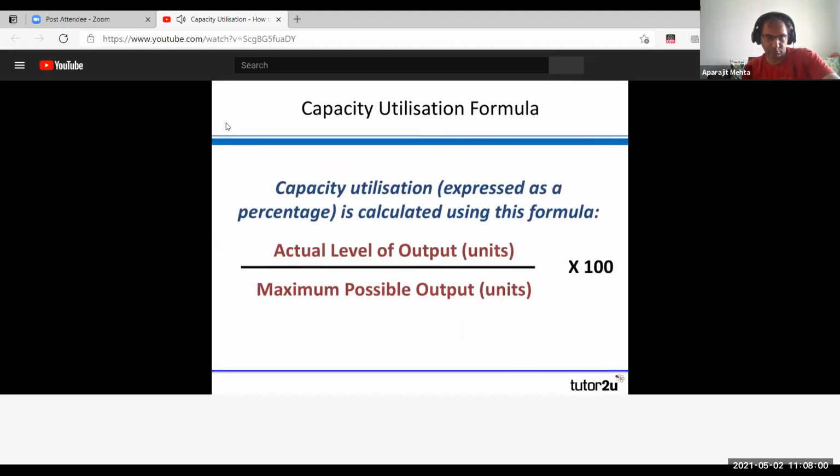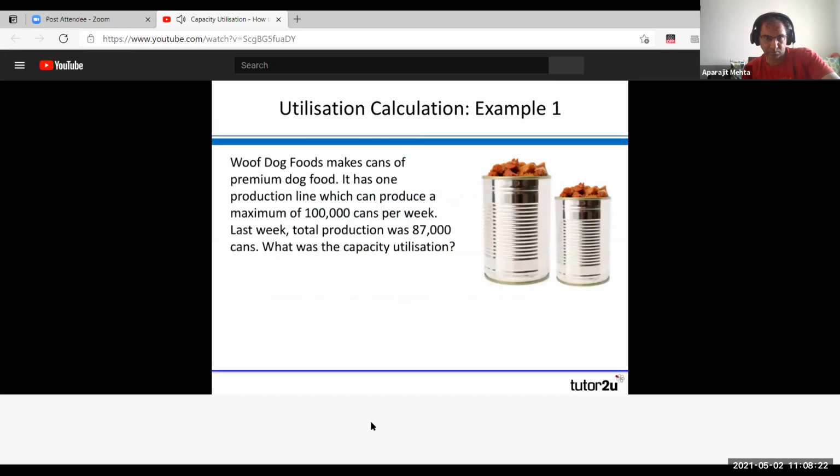We calculate capacity utilization as a percentage, and the way we calculate it is to first divide the actual level of output in units by that potential output, the capacity, also in units. That gives us a number. We multiply that by 100 to give us a percentage, a proportion of potential capacity that is actually used. So let's have a quick look at 2 or 3 examples of this calculation in action so you can see the different ways in which capacity utilization can be asked.